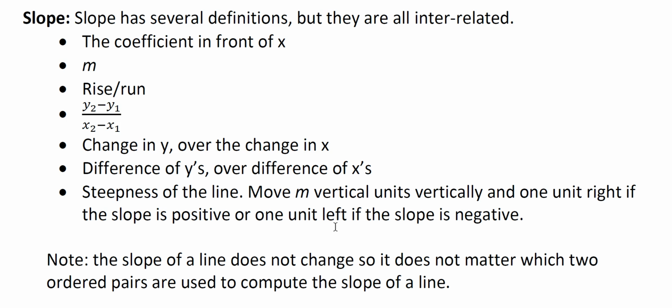It can also be explained in percentiles, like the grade of a road. Pitch of a roof might be described as a 5 over 12, so up 5 feet for every 12 feet over. There's different ways to use slope in real life.